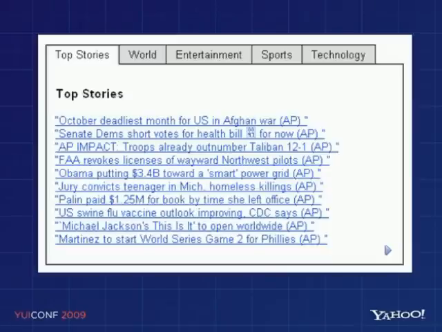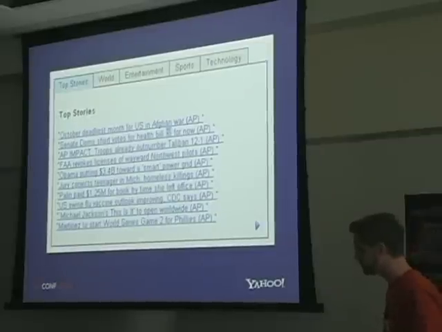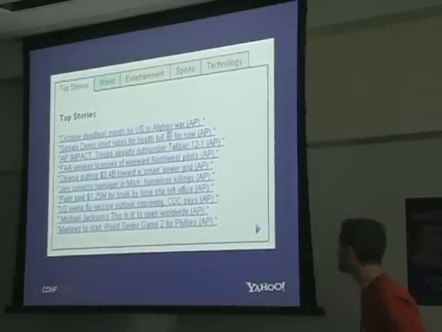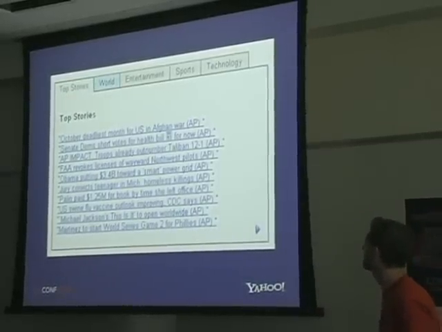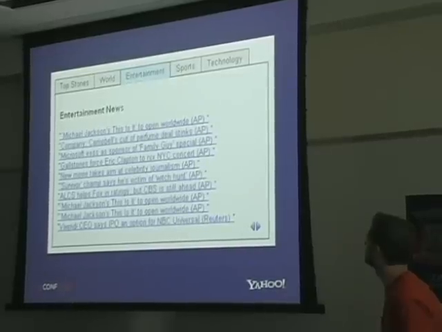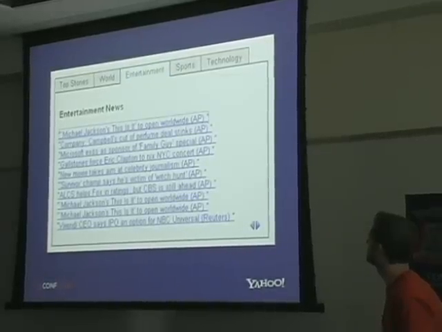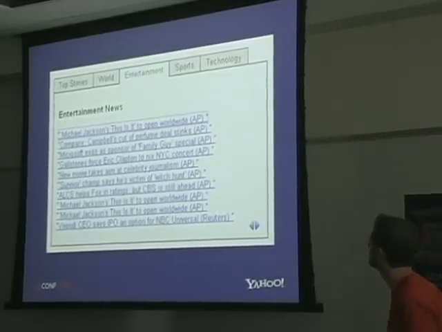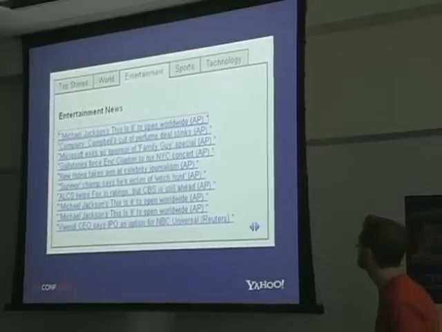The page view, press the enter key to load the content of each tab control. World tab selected 2 of 5. Entertainment tab selected 3 of 5. Entertainment property page list out of this list with 10 items. Click on Michael Jackson's This Is It to open worldwide.